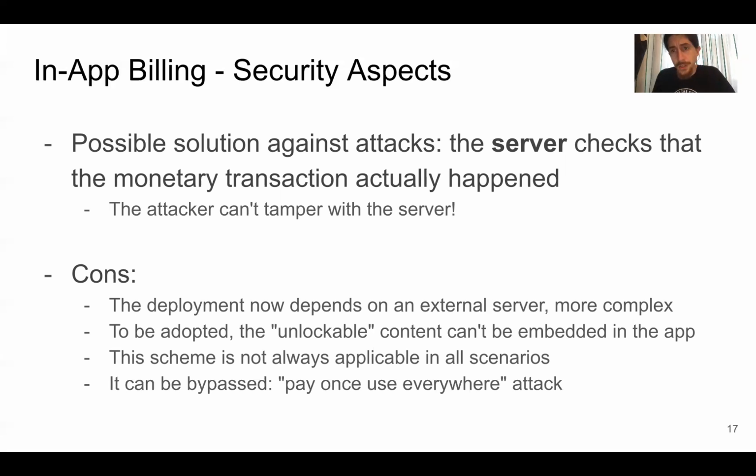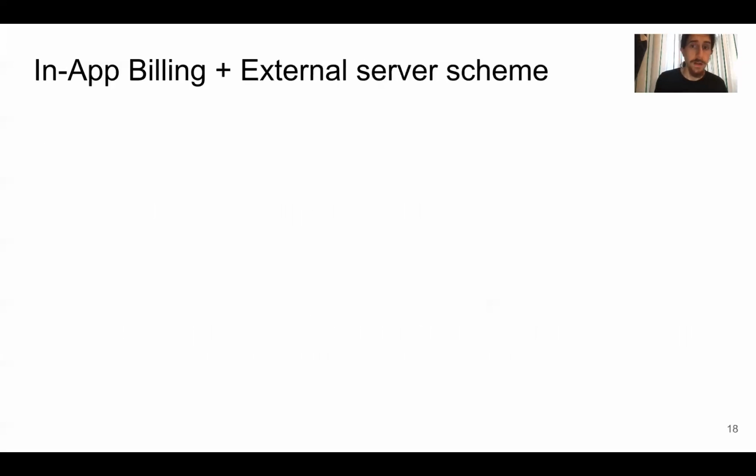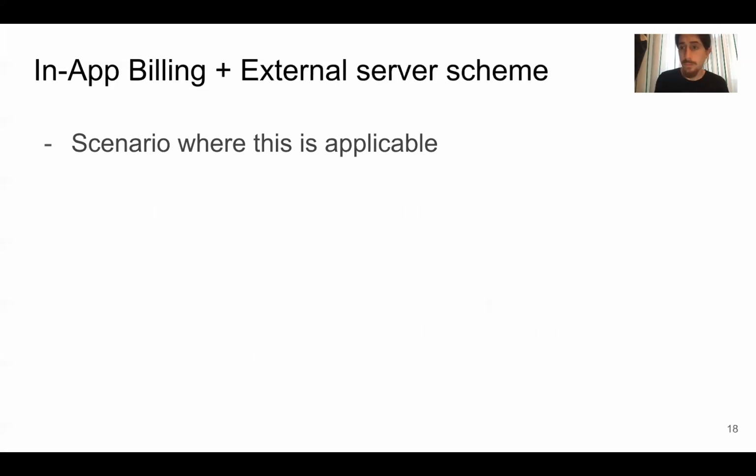Now there is another con. If you find a way to have this kind of a server-based check, there is still one attacker model where this could be bypassed, and that's the pay once, use everywhere attack. What does it mean?